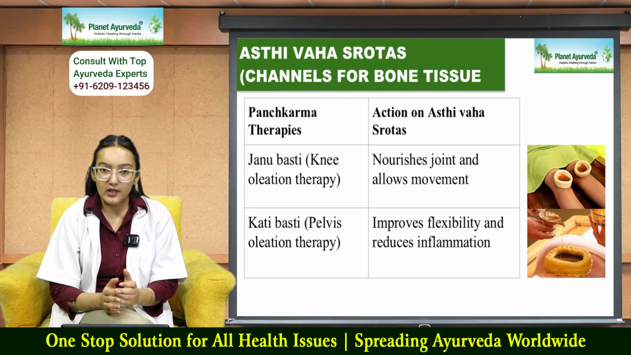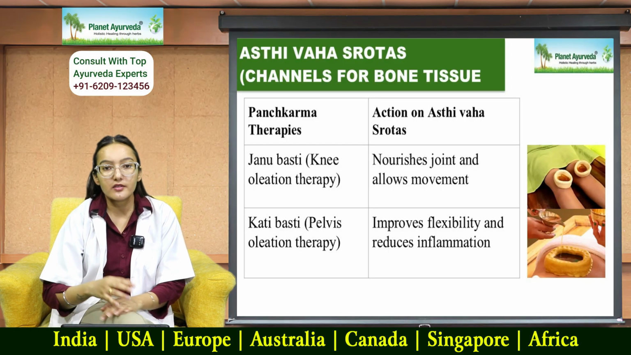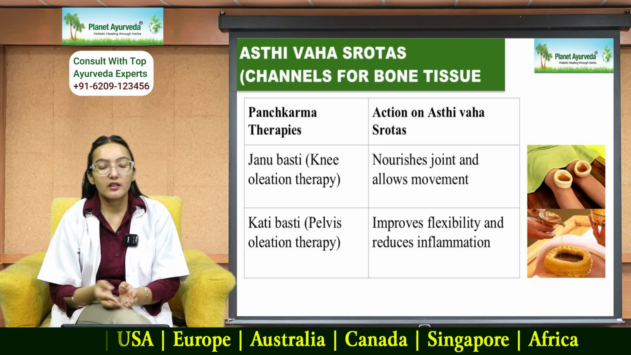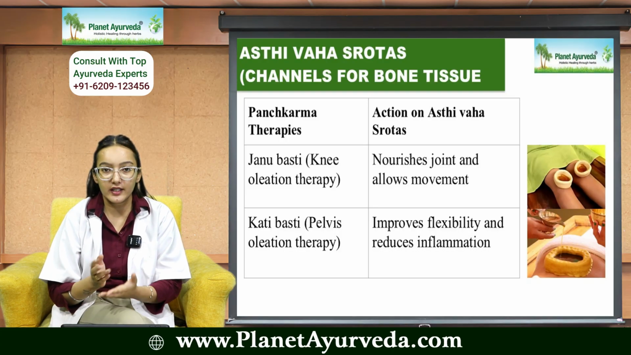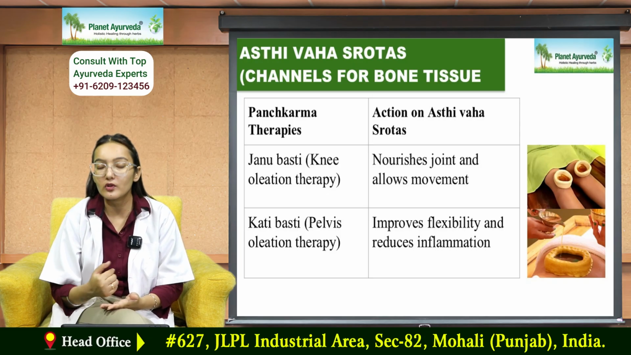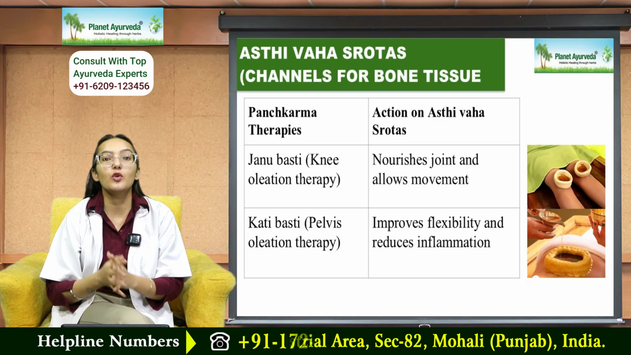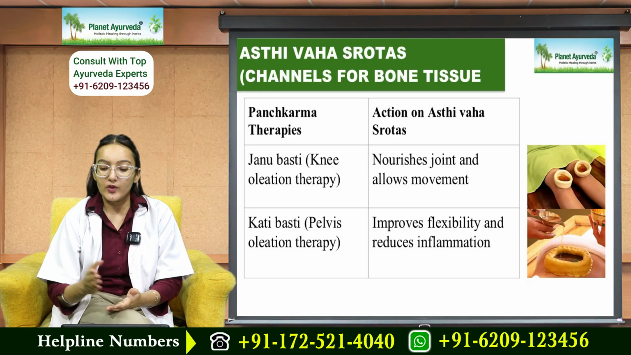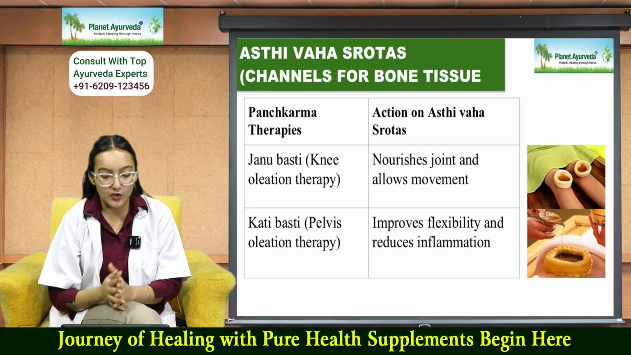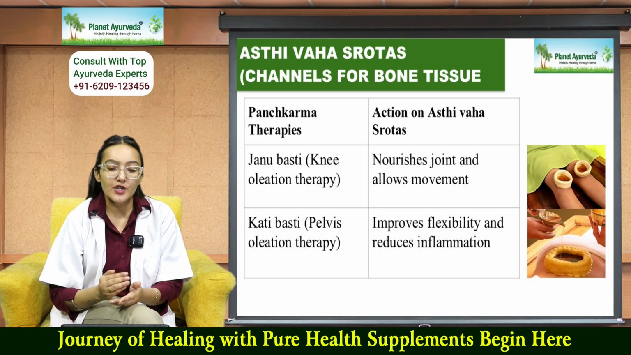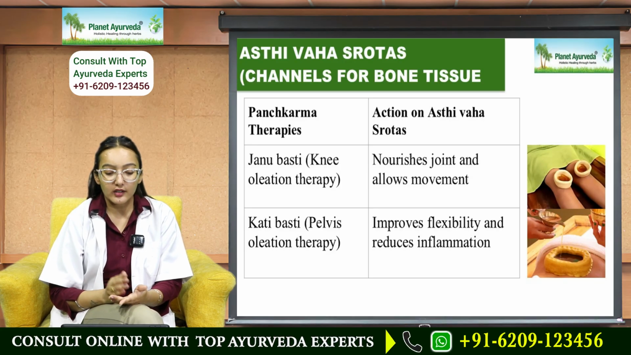What is actually the localized basti? We need to create a pit around the affected area, as you are able to see on the screen. We make a pit over the knees, the neck or the spine, wherever your bones are getting affected, wherever there is a depletion of bones or there is pain, stiffness or injury to the bone. We can make a pit with the urad dal dough, and then we have to pour the oil. This kind of oleation therapy is advised in case of vitiation of Asthivah Srotas, or wherever the bones and joints are involved. In those cases one can do localized basti.